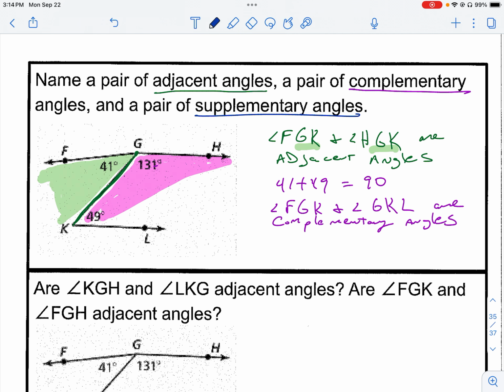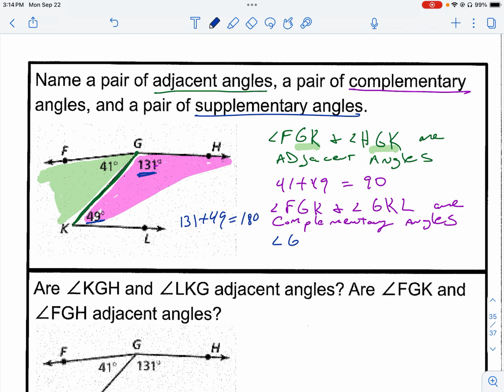So what about supplementary? Well, here we got 131, which we need. So if I add 41 to 131, I get a number ending in 2. So that's not 180. So what about 131 plus 49? It does equal 180. And these two angles share interior points, but it doesn't matter. They do not have to be adjacent. They can be facing in any direction and still be supplementary. Their measures just have to add up to 180.